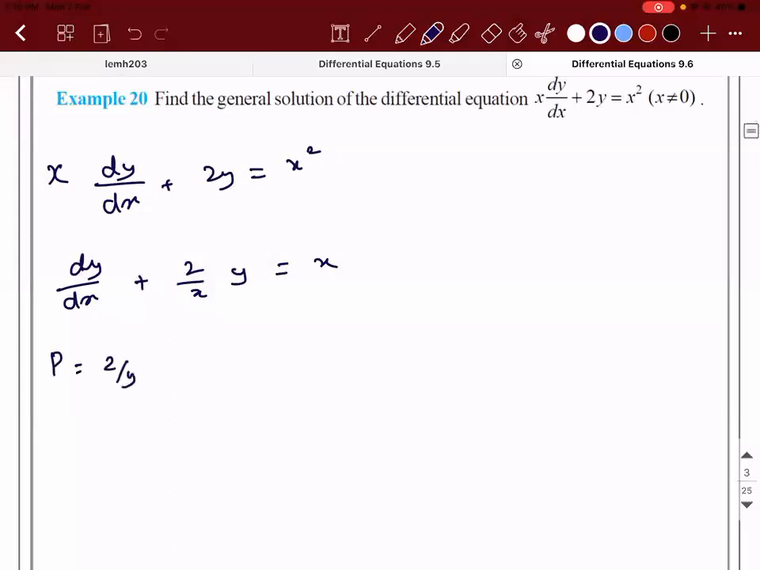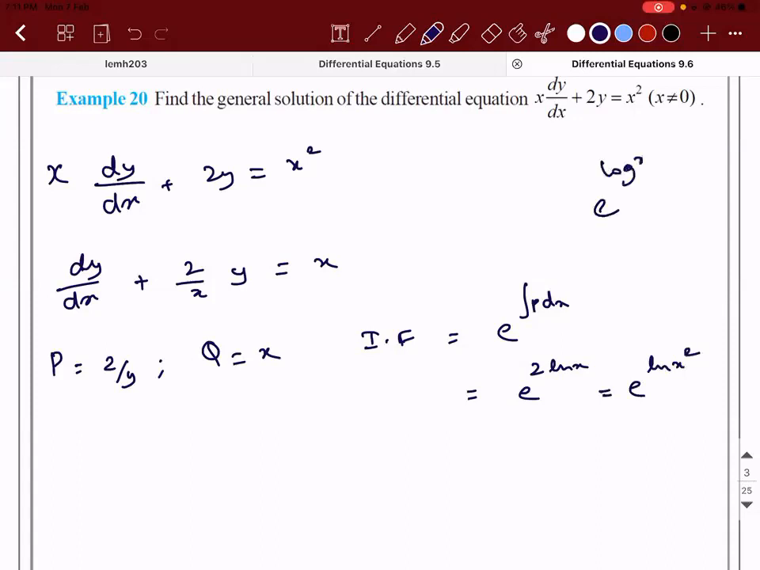So p is equal to 2 by y, q is equal to x. Integrating factor is e power integral of p dx. This is e power 2 times ln x, or I can write e power ln of x square. But e power log of x square base e is nothing but x square. So this is equal to x square. So this will be the integrating factor.